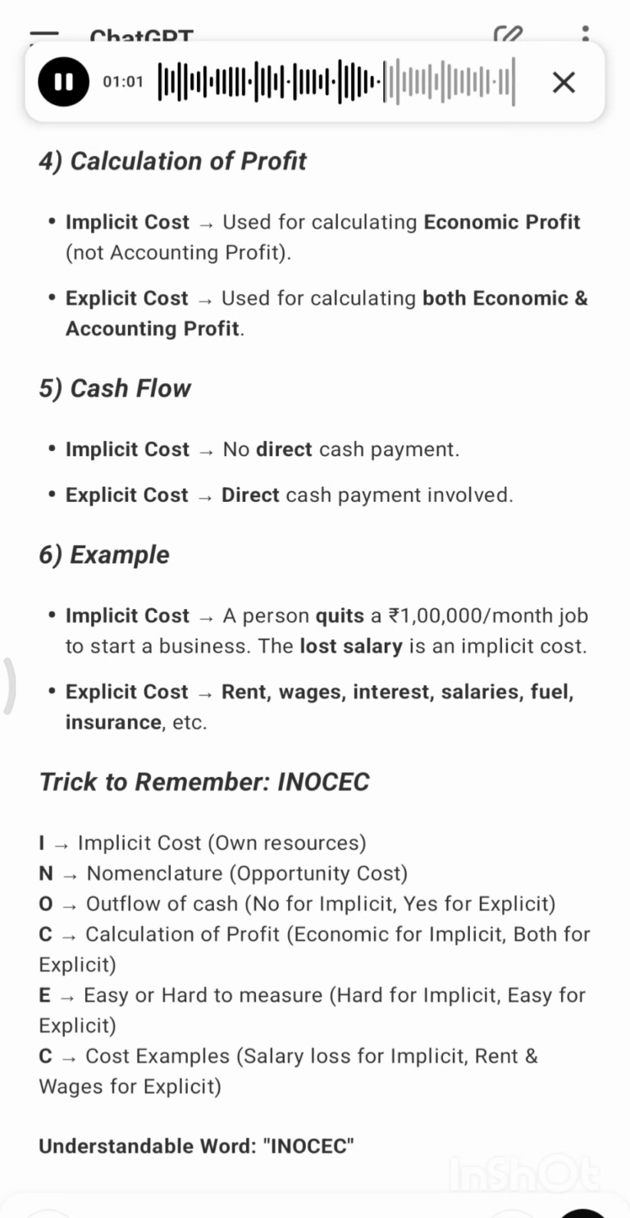6. Example. Implicit: a person quits a 1,000-a-month job to start a business. The lost salary is an implicit cost. Explicit cost: rent, wages, interest, salaries, fuel, insurance, etc.